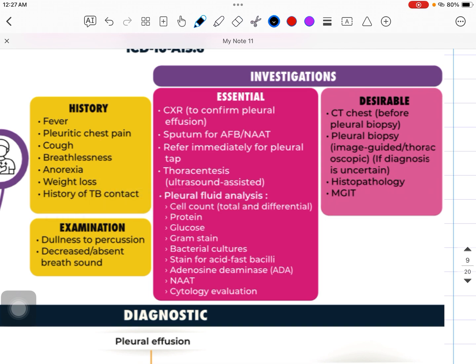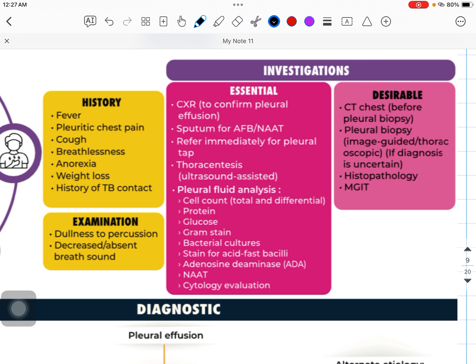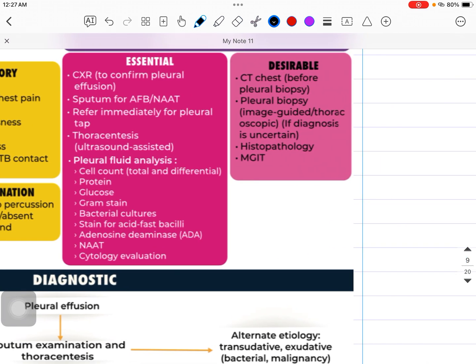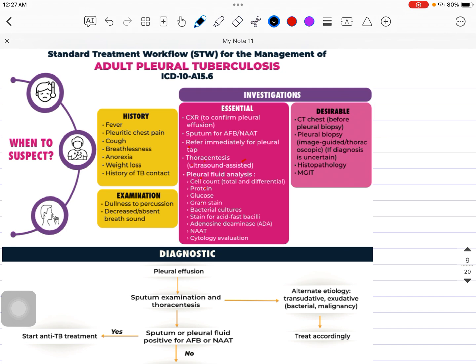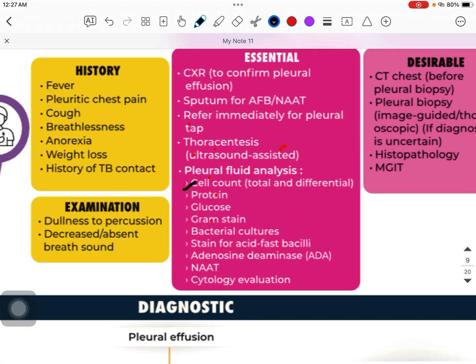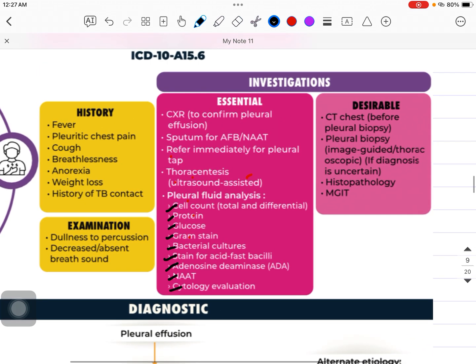basically this is very important, so we should send it for the cell count. Okay, cell count, the protein, right? So these are the things. Yeah, so we should send it for the cell count, protein, glucose, gram stain, bacterial culture, then the stain for AFB, ADA, NAT, cytology. Okay, so nothing should be left over here. We should be checking these things. Now if desirable, then we shall go for the CT chest, otherwise not. CT chest is not mandatory for all the patients over there, right?